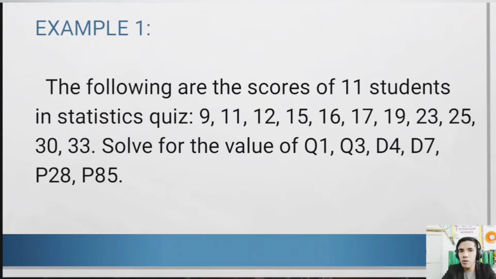Let's have an example. The following are the scores of 11 students in a statistics quiz. So we have 9, 11, 12, 15, 16, 17, 19, 23, 25, 30, and 33. Solve for the value of Q sub 1 or quartile 1, quartile 3, decile 4, decile 7, percentile 28, and percentile 85.